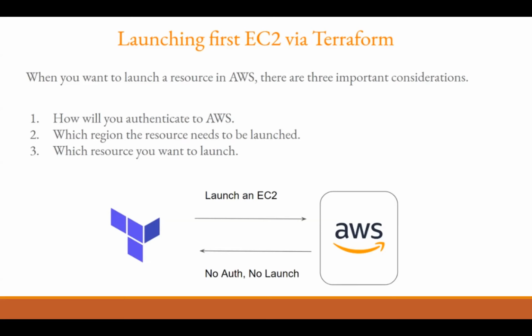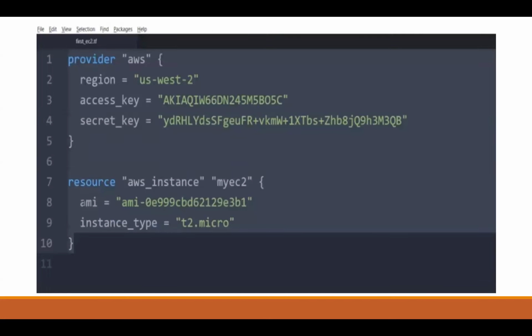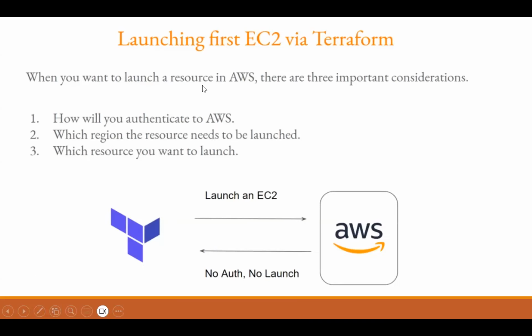In which region does the resource need to be launched? This is like how you connect with the AWS CLI: you can connect with AWS through an access key and secret key. In which region do you want to provision the EC2 instance? You need to specify the region.